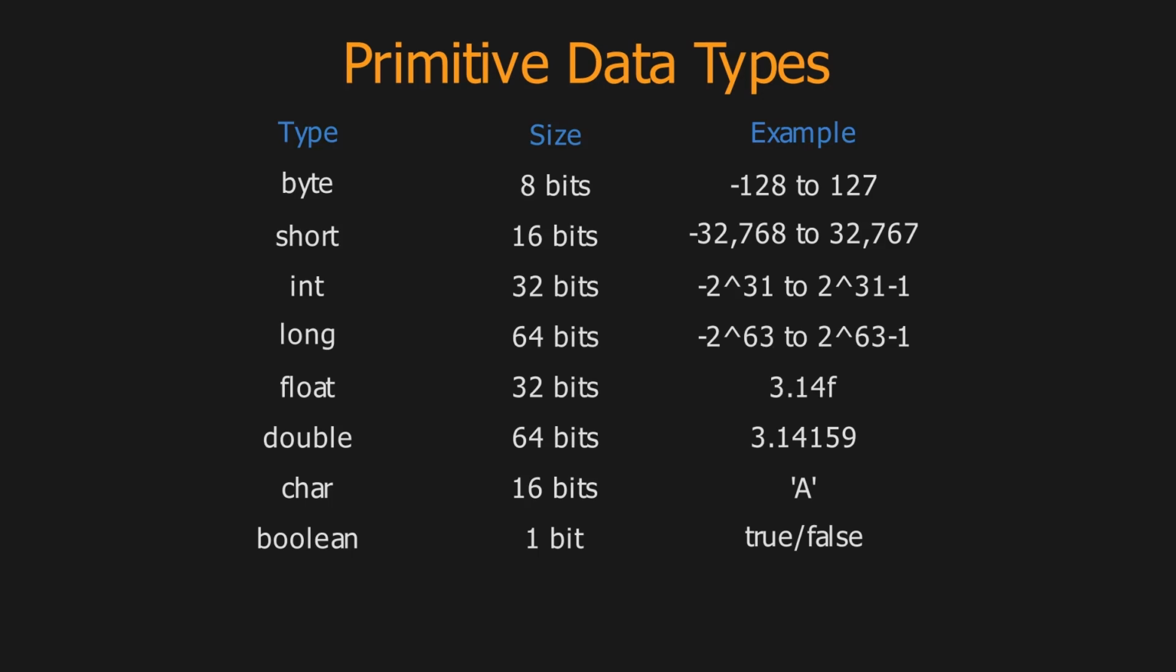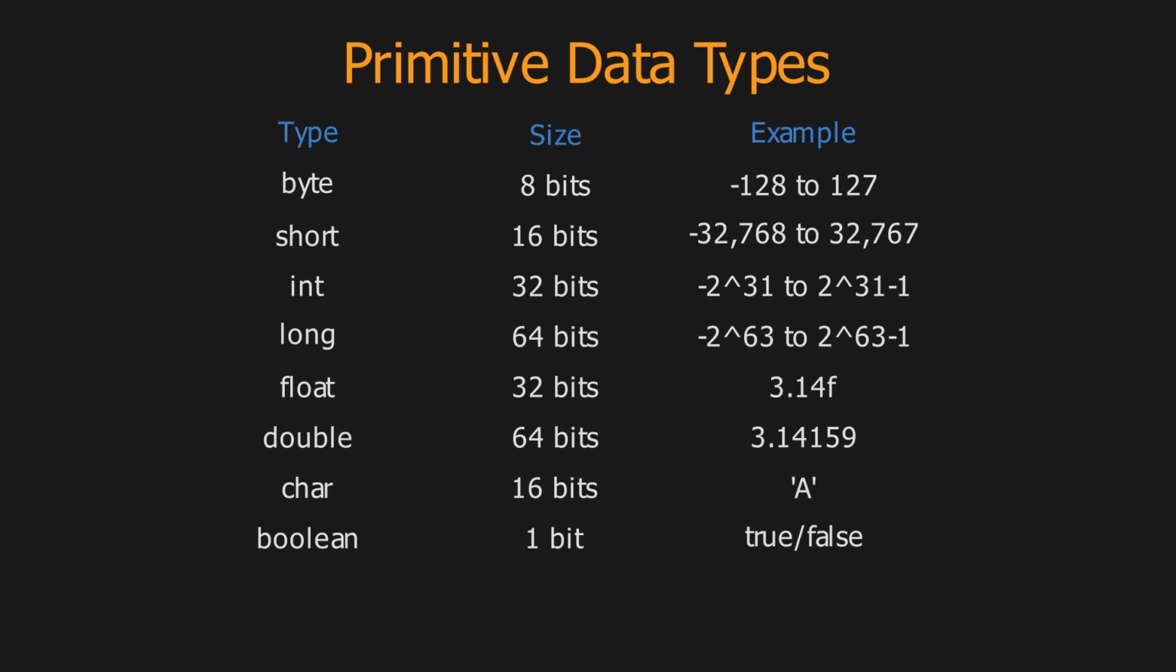loops. The short data type uses 16 bits and can hold values from -32,768 to 32,767. It's useful when byte is too small, but int would be overkill, such as storing age or year values. The int data type is the most commonly used integer type with 32 bits, handling numbers from negative to positive 2 billion. This is your go-to choice for most whole numbers like quantities, counts, or indices.